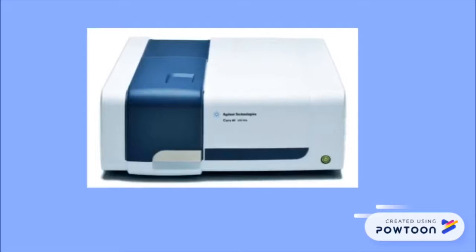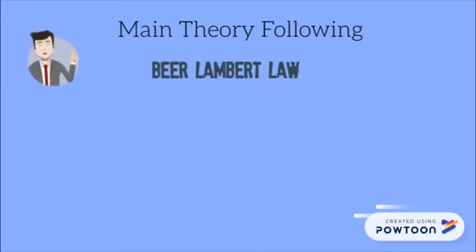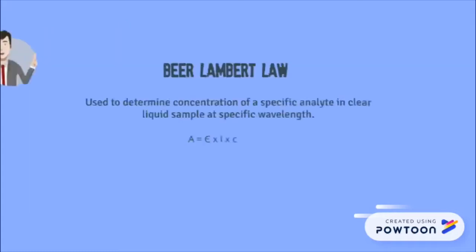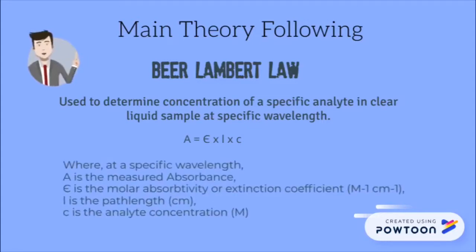This is the UV spectrometer that we use. The main theory followed in this experiment is the Beer-Lambert law, which is used to determine the concentration of a specific analyte in a clear liquid sample at specific wavelengths. The equation follows as A equals epsilon times L times C. The meaning of A, epsilon, L, and C is stated as below.